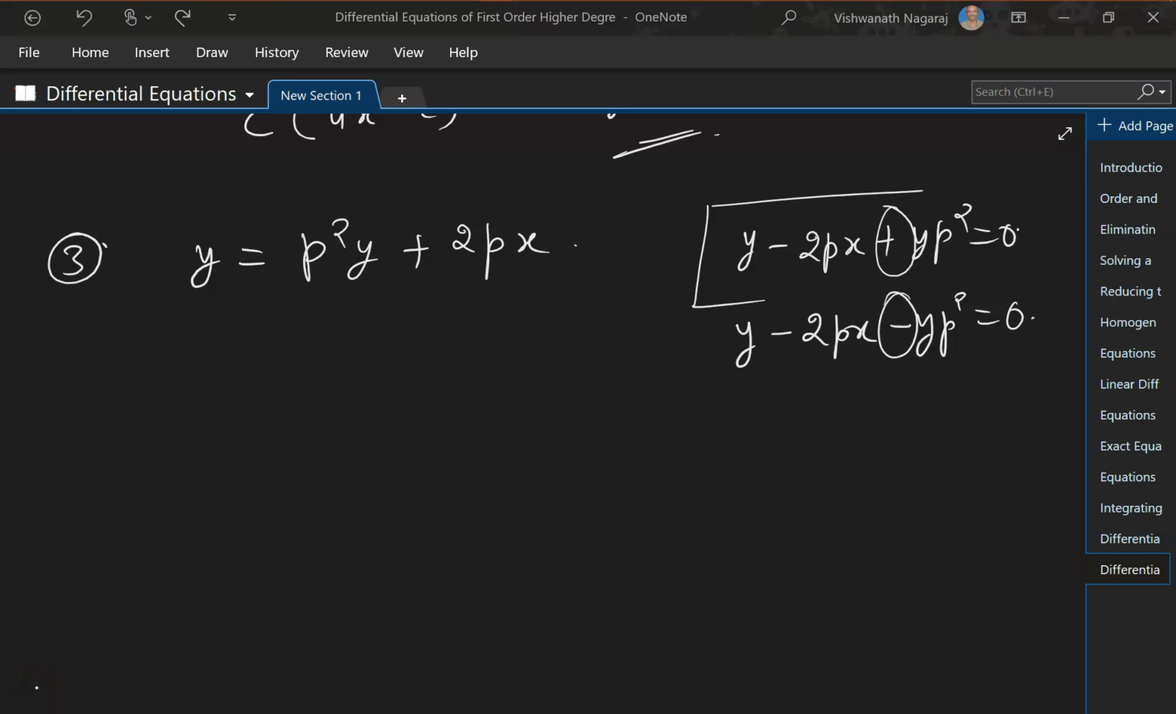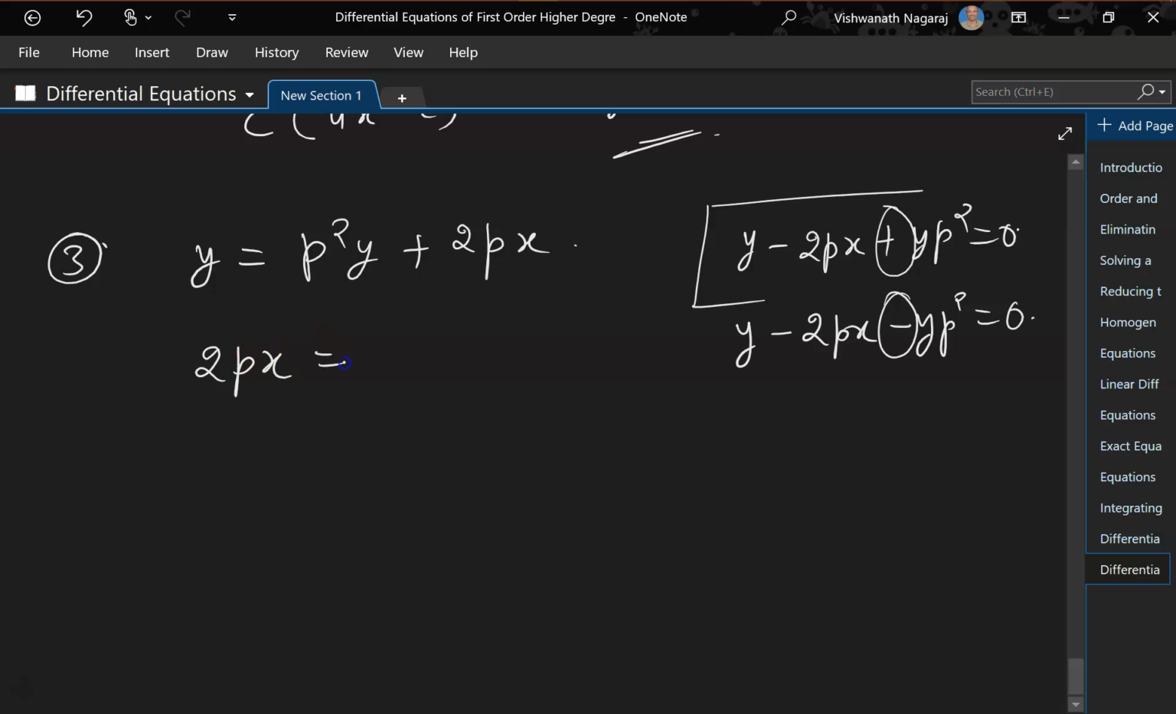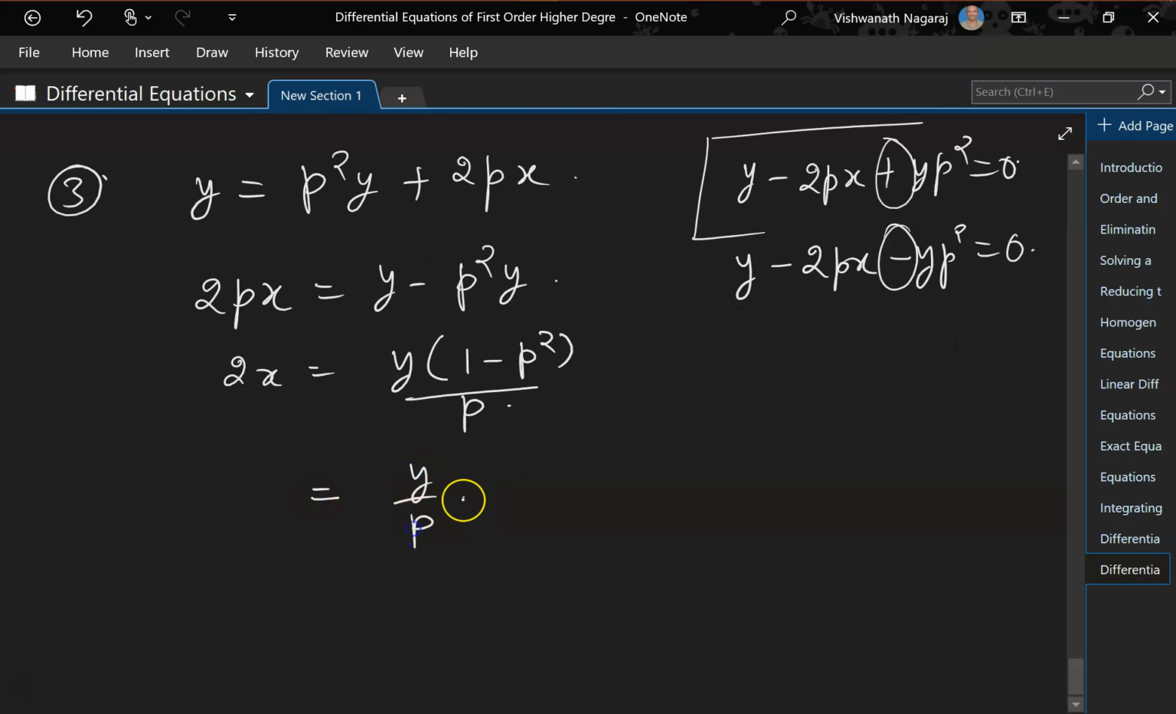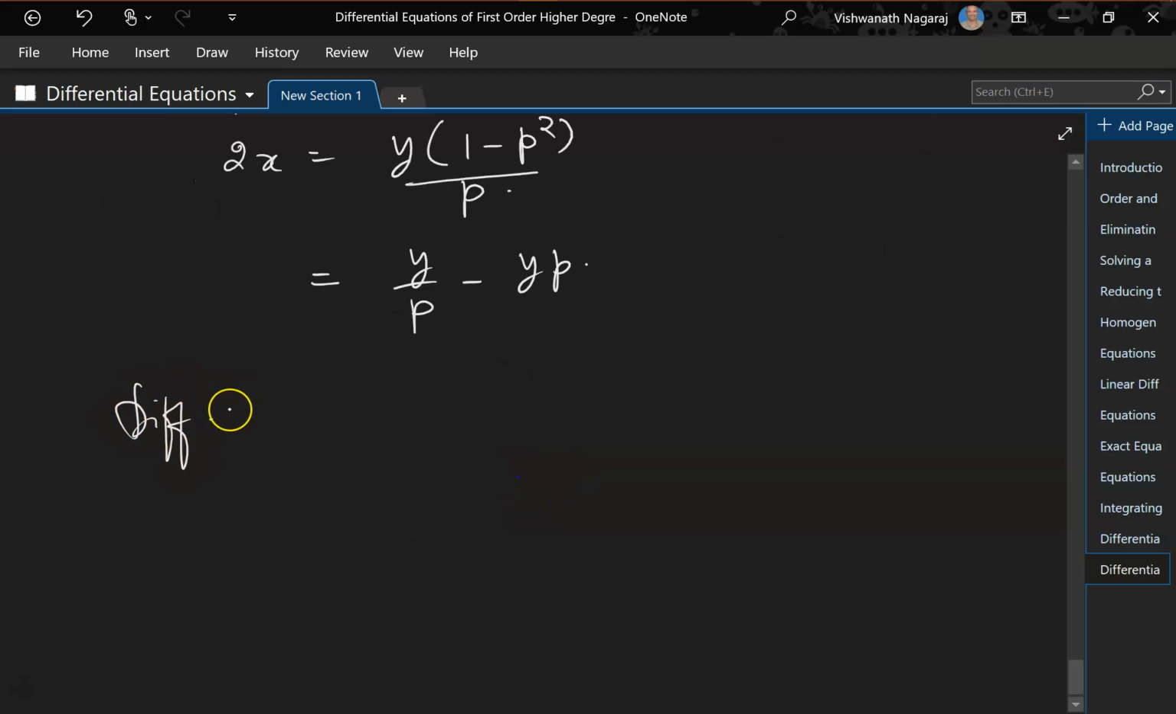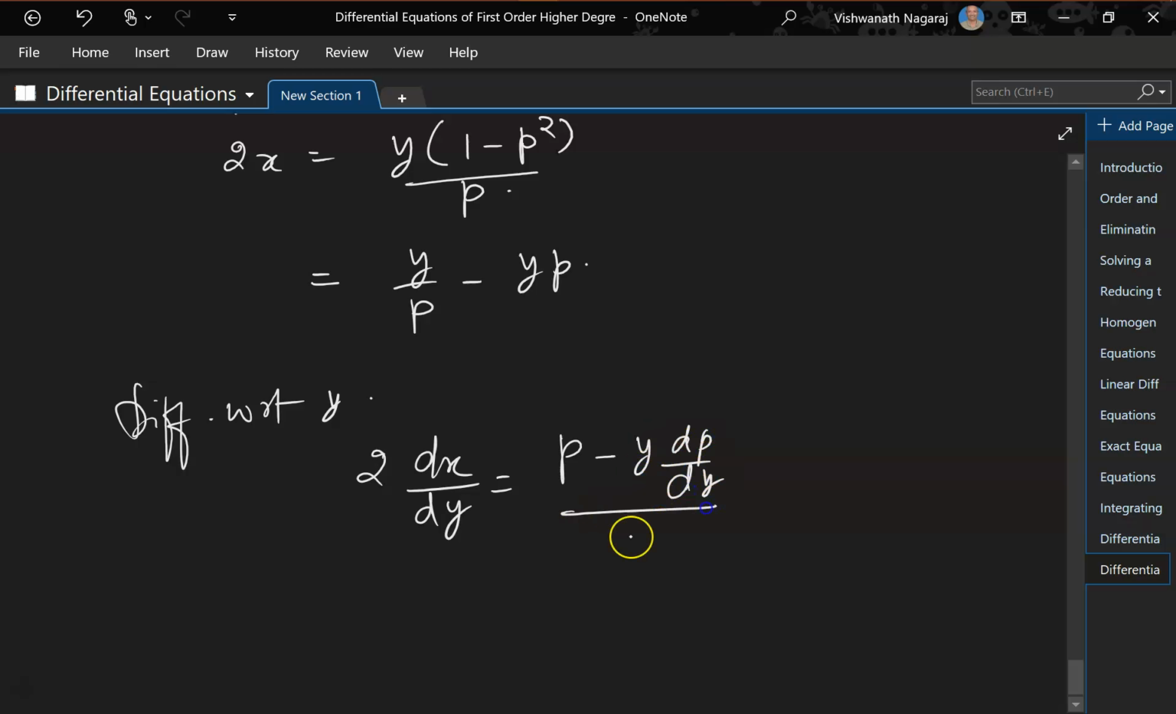Okay, let's solve it for x. So 2px is equal to y minus p square y. So 2x is equal to y is common, 1 minus p square by p. Now this can be written as y by p minus yp. Now let's differentiate with respect to y. We get 2 dx by dy is equal to p minus y dp by dy by p square minus p plus y dp by dy.